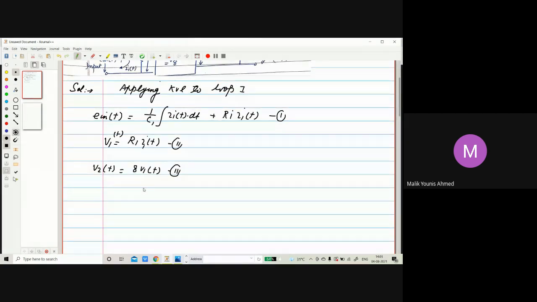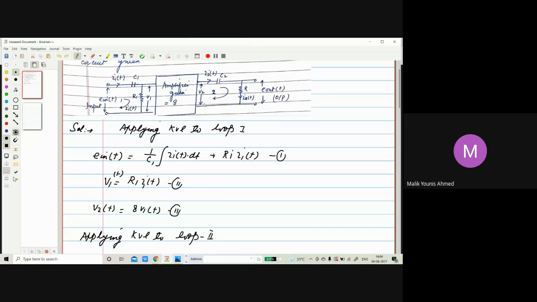So applying KVL to the loop 2 now. You can see in loop 2, this V2 voltage is minus, we can take it here, then this V2 voltage will be sum of these voltages, that is voltage across this capacitor C2 and the resistor R2, we will call it. It's not R2 here written, but it should be R2.